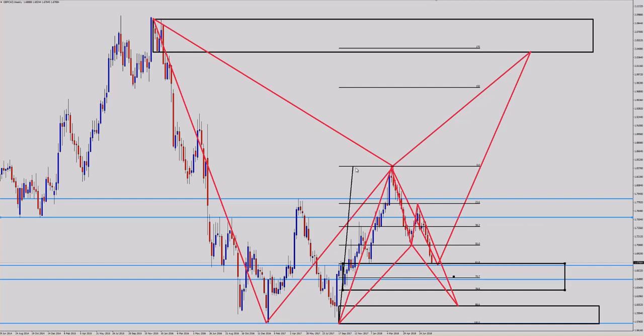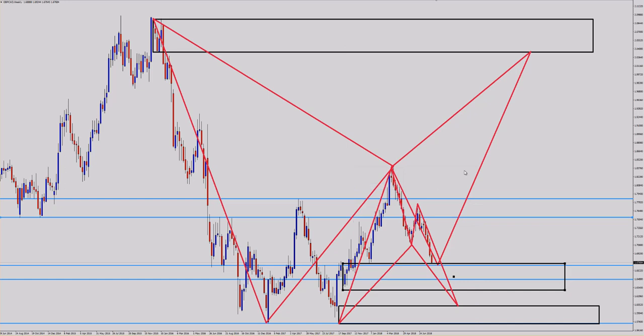All right, so that's what things look like on a weekly chart. And we got some other things. We got an AB equals CD. We're going to take a look at that on a daily as well. So let's go ahead and take a look at that. Let me clean this up a little bit. I'm going to take these patterns out of here.